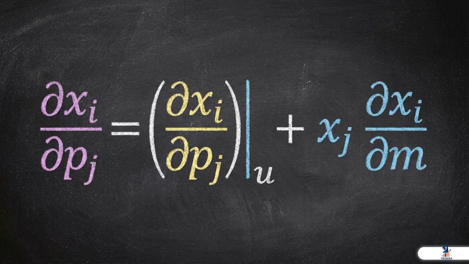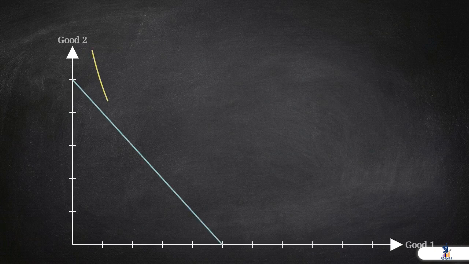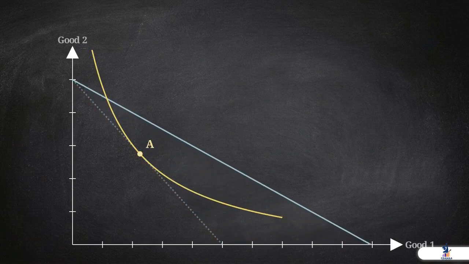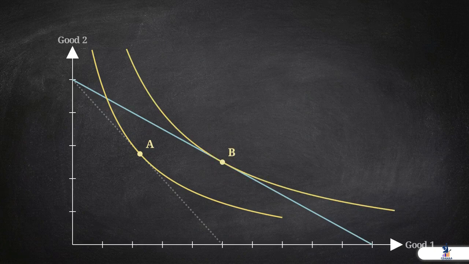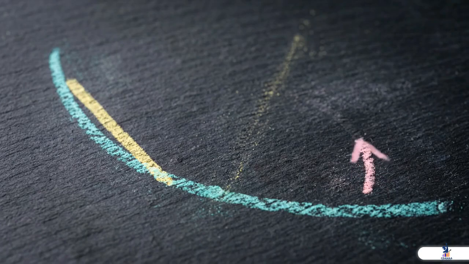The Slutsky equation links Marshallian and Hicksian demand, providing the calculus to deconstruct exactly how consumers react when a price changes. We begin with initial optimal bundle, A. When good one's price drops, the budget line swings outward, moving the consumer to a new optimal bundle, B. This total effect hides two conflicting psychological forces.